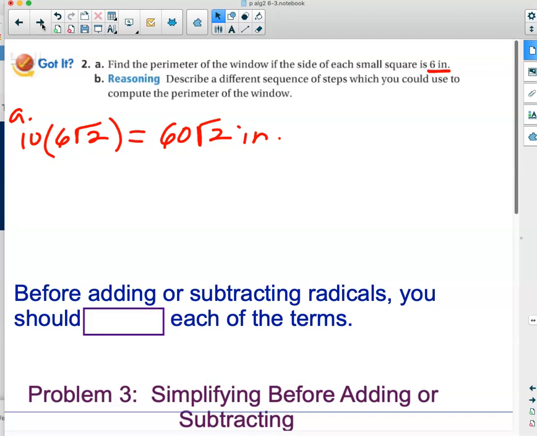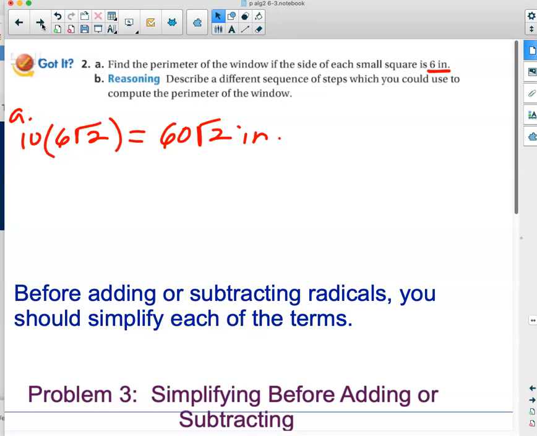Now here's what we already know. Before adding or subtracting radicals, you should simplify each of the terms. We ran into this before. They gave us things that weren't simplified, and then of course it took us a lot longer to get the answer if we didn't notice that.